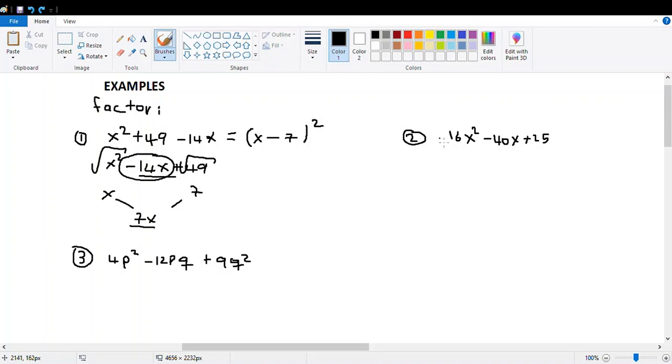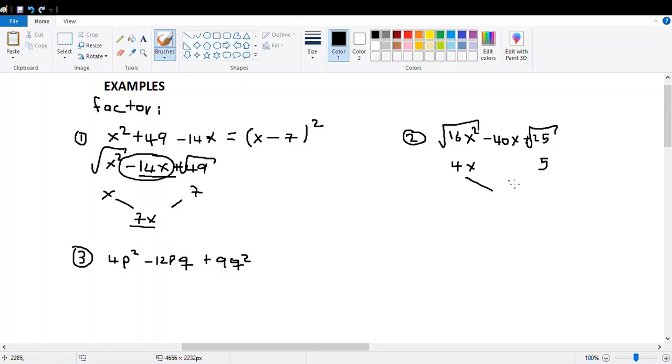Now let's solve exercise number 2. Exercise number 2 is organized already, yes. Then it's possible to solve by greatest common factor? No, because 25 is odd and these two are even numbers, then it's not possible. Then let's prove that it's a trinomial square. Square root of 16 is 4, square root of x squared is x, and for the last one, square root of 25 is 5.